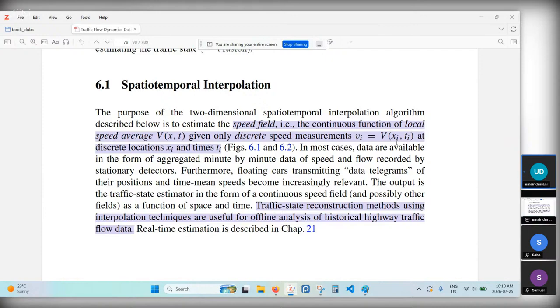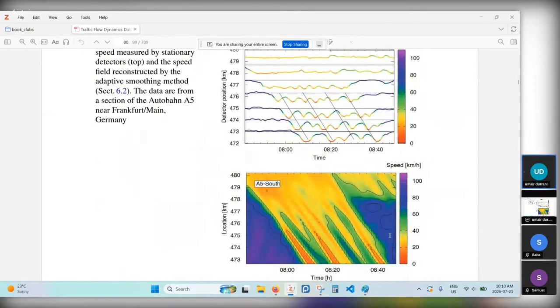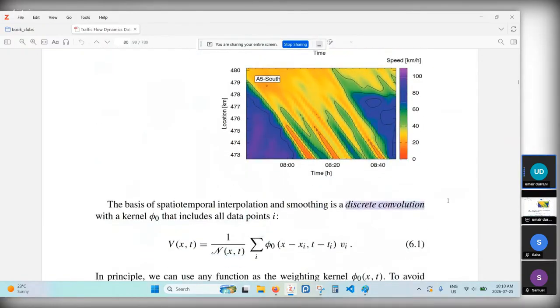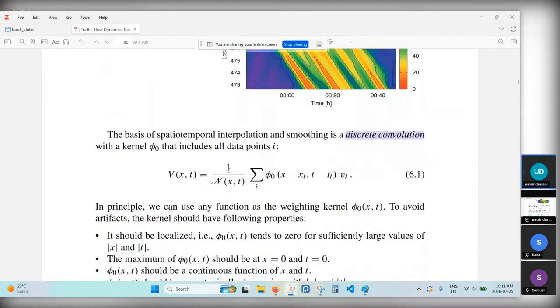And as we know, speed is reported after every 60 seconds and at every detector. So those are discrete speed measurements. And what we want is a complete speed field, which is a continuous surface that looks like this. So how do we get to this point? How do we create this continuous surface? One way to achieve that is using this equation, which is mathematically a discrete convolution.